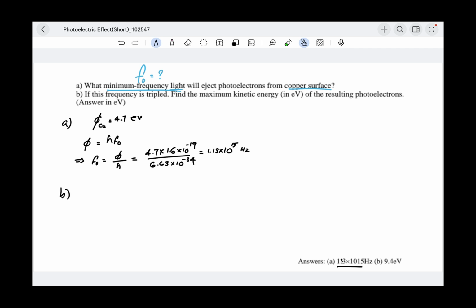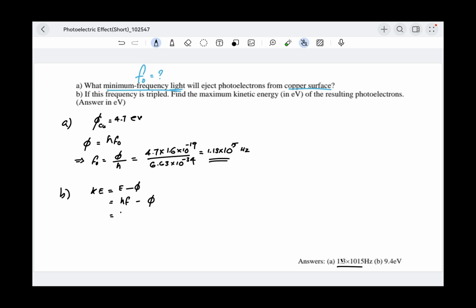The B one. If this frequency is tripled, find the maximum kinetic energy in electron volt of the resulting photoelectrons. For maximum kinetic energy, velocity is not given, so we use Einstein's equation. Maximum kinetic energy is the energy of the photon minus the work function. The energy of the photon is not given, so the formula is hf.